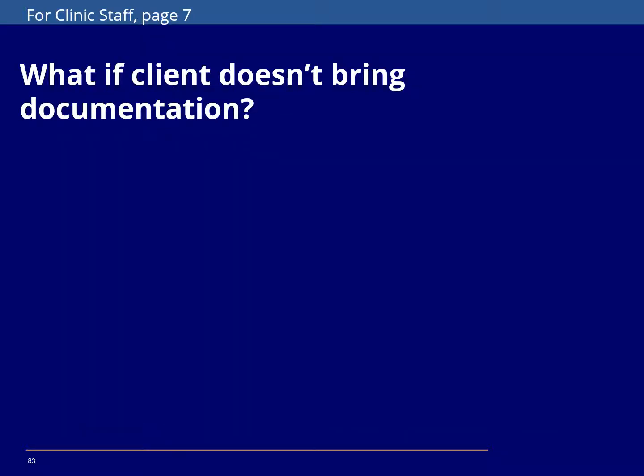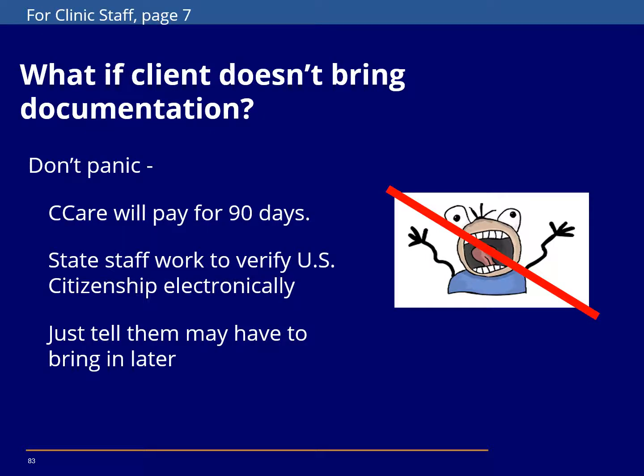So what if a client doesn't bring in any documentation? Nothing to prove citizenship or immigration status or identity. Don't panic. CCARE will pay for 90 days, and if the client is a U.S. citizen, state staff will work to verify their citizenship electronically. But you should always ask the client to bring in their documentation when they can.